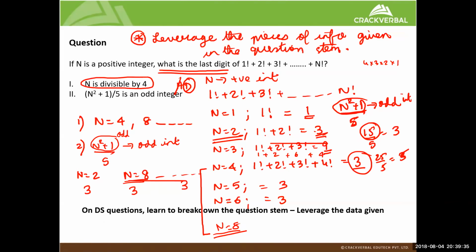So if n is divisible by 4, the values of n can be 4, 8, 12, 16 and so on. If n is equal to 4, then this entire unit digit will depend upon 1 factorial plus 2 factorial plus 3 factorial plus 4 factorial. That gives me a unit digit 3. If I take n is equal to 8, that will also give me a unit digit 3. If I take n is equal to 12, that will also give me a unit digit 3. Right? So I'm getting one definite answer throughout. So the first statement is clearly sufficient.